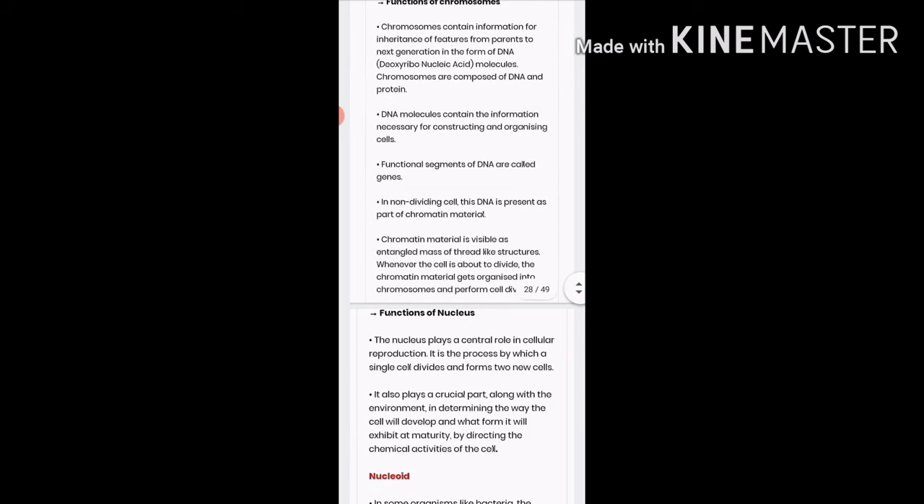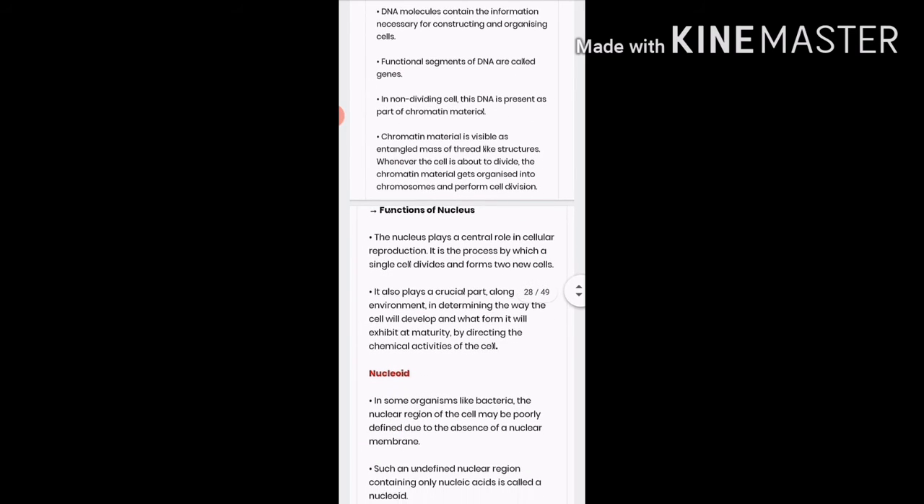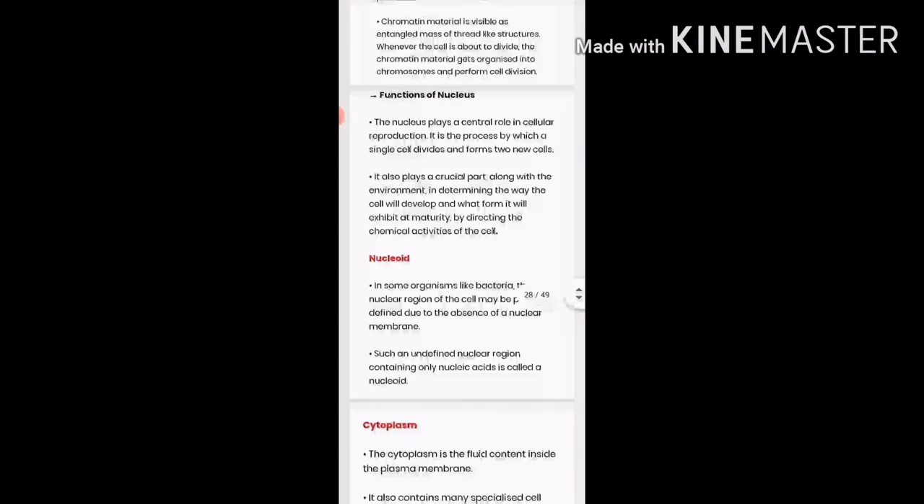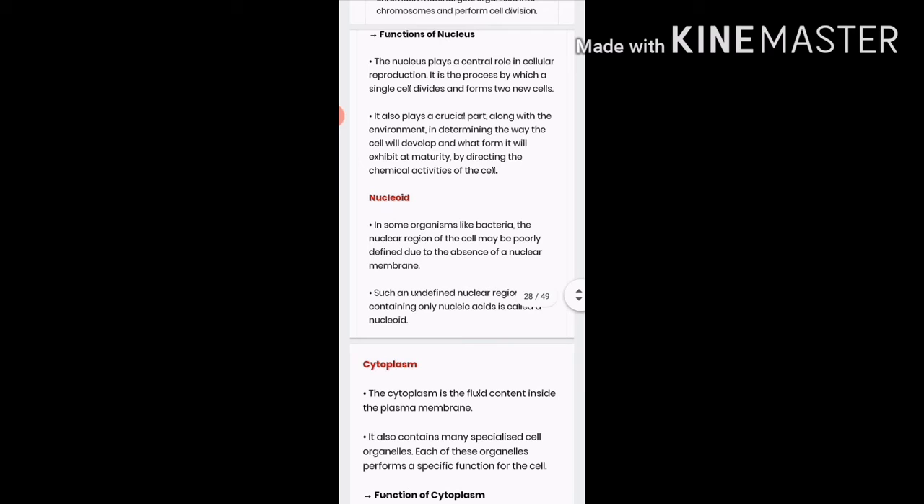Let us go to the next, that is functions of nucleus. I just explained you before. The nucleus plays a central role in cellular reproduction. It is a process by which the single cell is going to divide into two new cells. So in short, it is the controlling center. Then it is something about the nucleoid also I just talked.